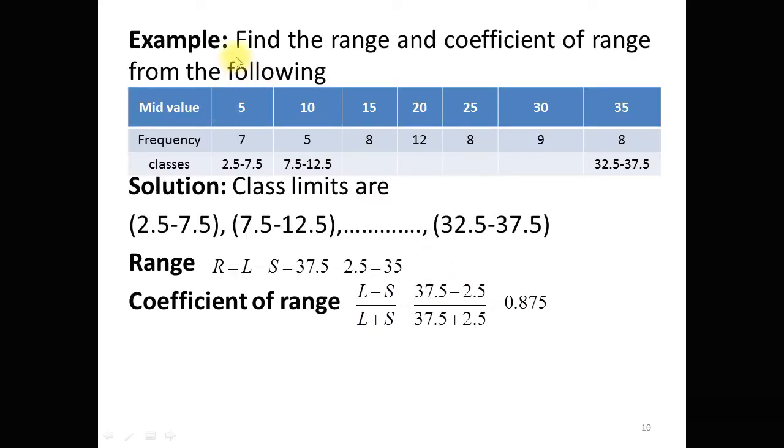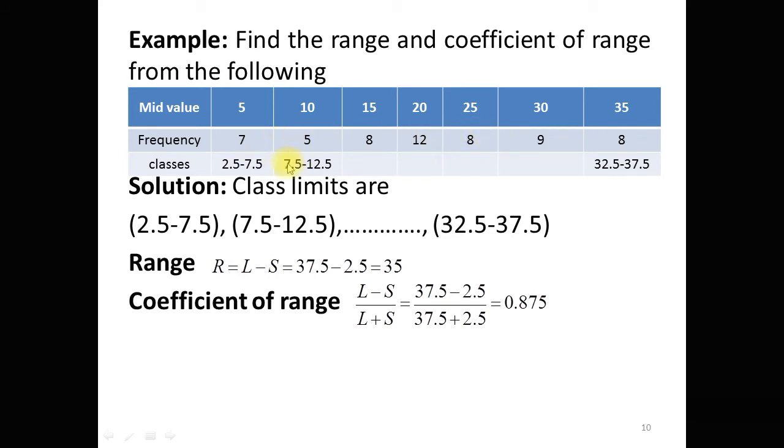Now another problem, to find the range and coefficient of range for this data. Now this is the group data. You see over here mid values 5 and the frequency is 7. Similarly, next value is 10 and frequency is 5. Value 15, frequency 8. Value 20, frequency 12. Value 25, frequency 8. Value 30, frequency 9. Value 35 and frequency 8. So you see over here these are the values and these are the frequencies of the values.